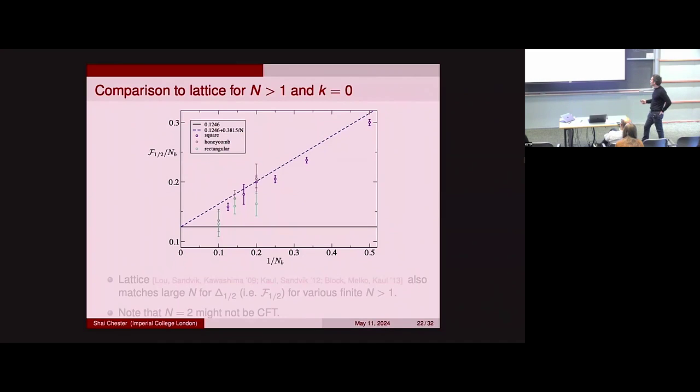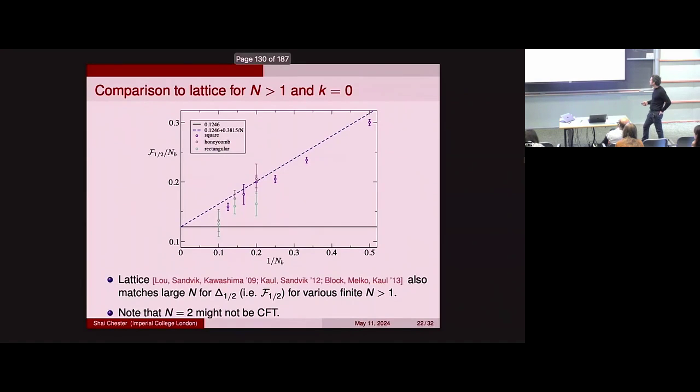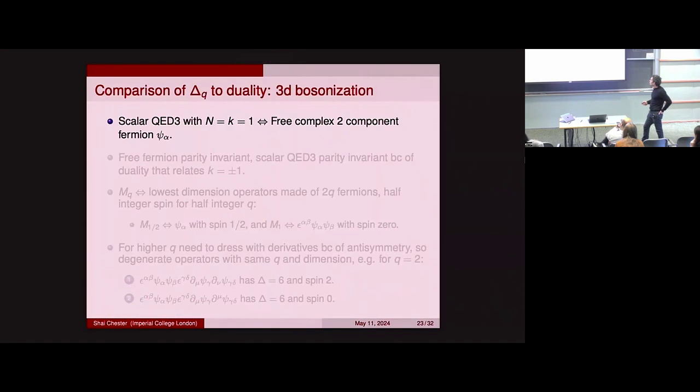So in this plot, the x-axis is 1 over n. The y-axis is their answer for the scaling dimension normalized by n. Because they computed it to subleading order, their prediction is just a line. And then these are various lattice simulations done over the years, and as you see, they match pretty well. Okay, so that was the first duality we were going to discuss, which was particle vortex duality.